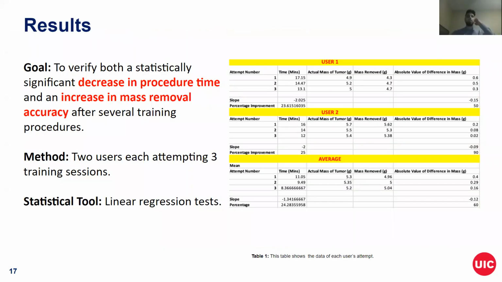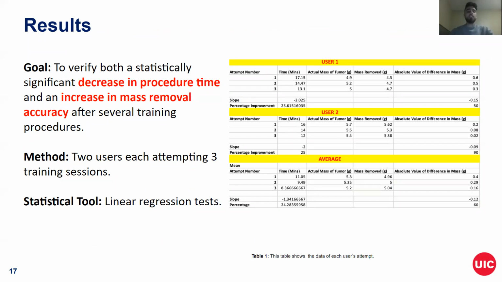We focused our verification protocol on two variables, time and mass. Our goal was to verify that after attempting three training procedures on our model, both a statistically significant decrease in procedure time and an increase in mass removal accuracy are achievable. We conducted our verification protocol by having two users attempt three training sessions each.